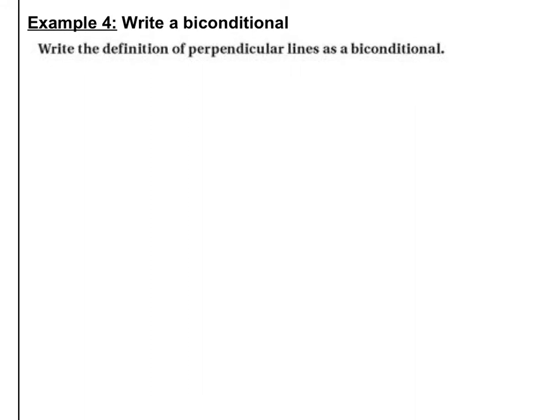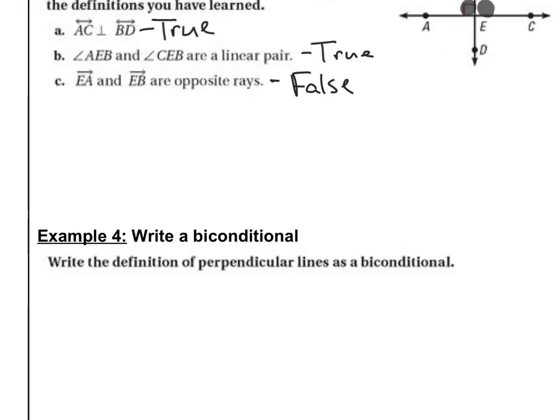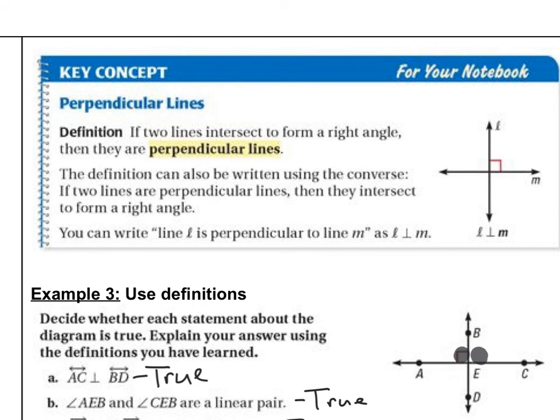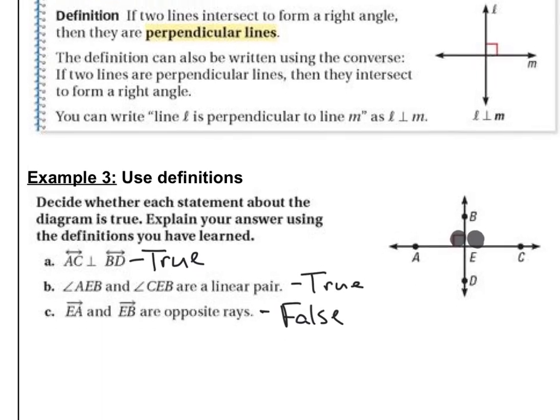Alright, so last one, write a biconditional statement. So write the definition of perpendicular lines as a biconditional. So a biconditional, let's flip back. Actually, you flip to the front page. I lose all my recordings if I try to flip back to the first page. But a biconditional just means it contains the phrase if and only if. So we want to write the definition of perpendicular lines as a biconditional. So let's take a look again at what the definition is. Okay, perpendicular lines, two lines intersect to form a right angle, then they are perpendicular lines. So let's write that as a biconditional using if and only if.